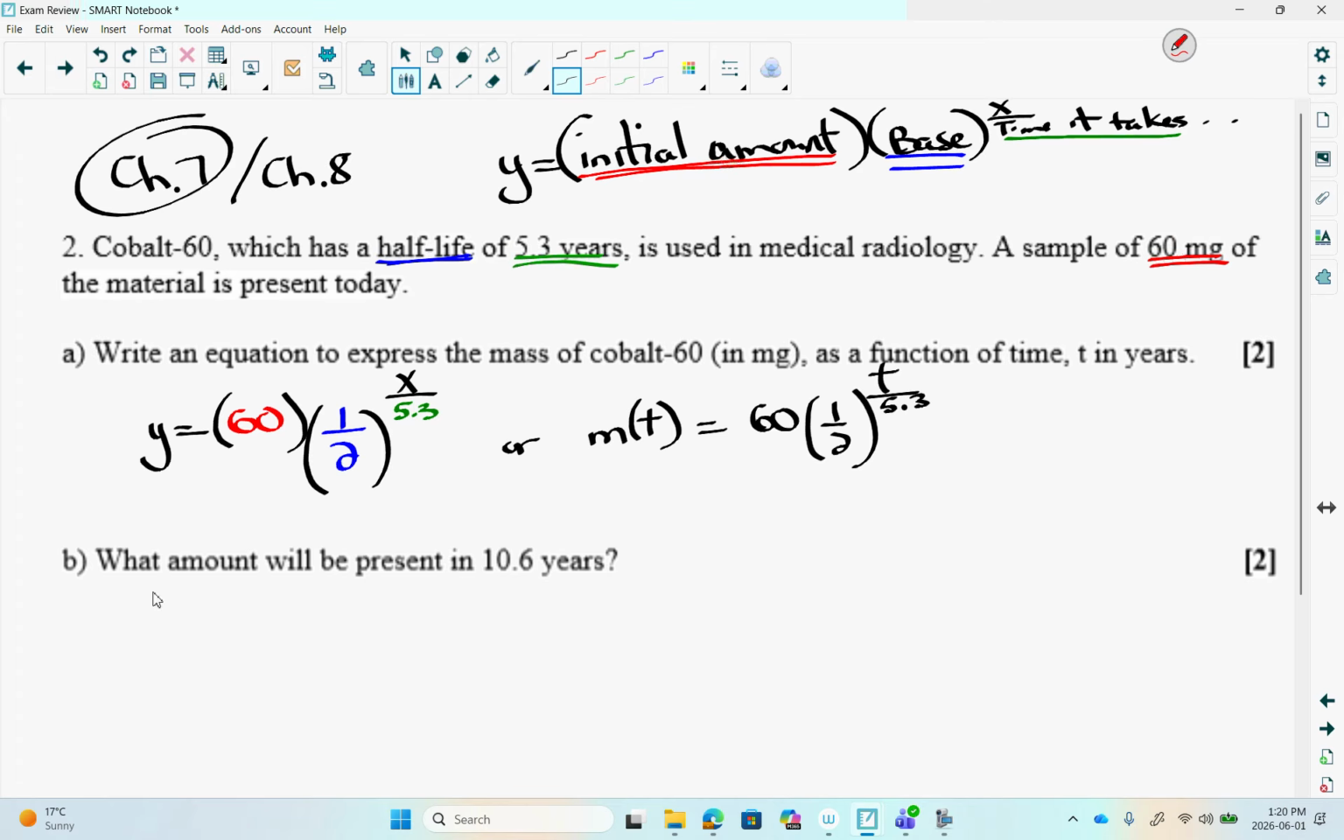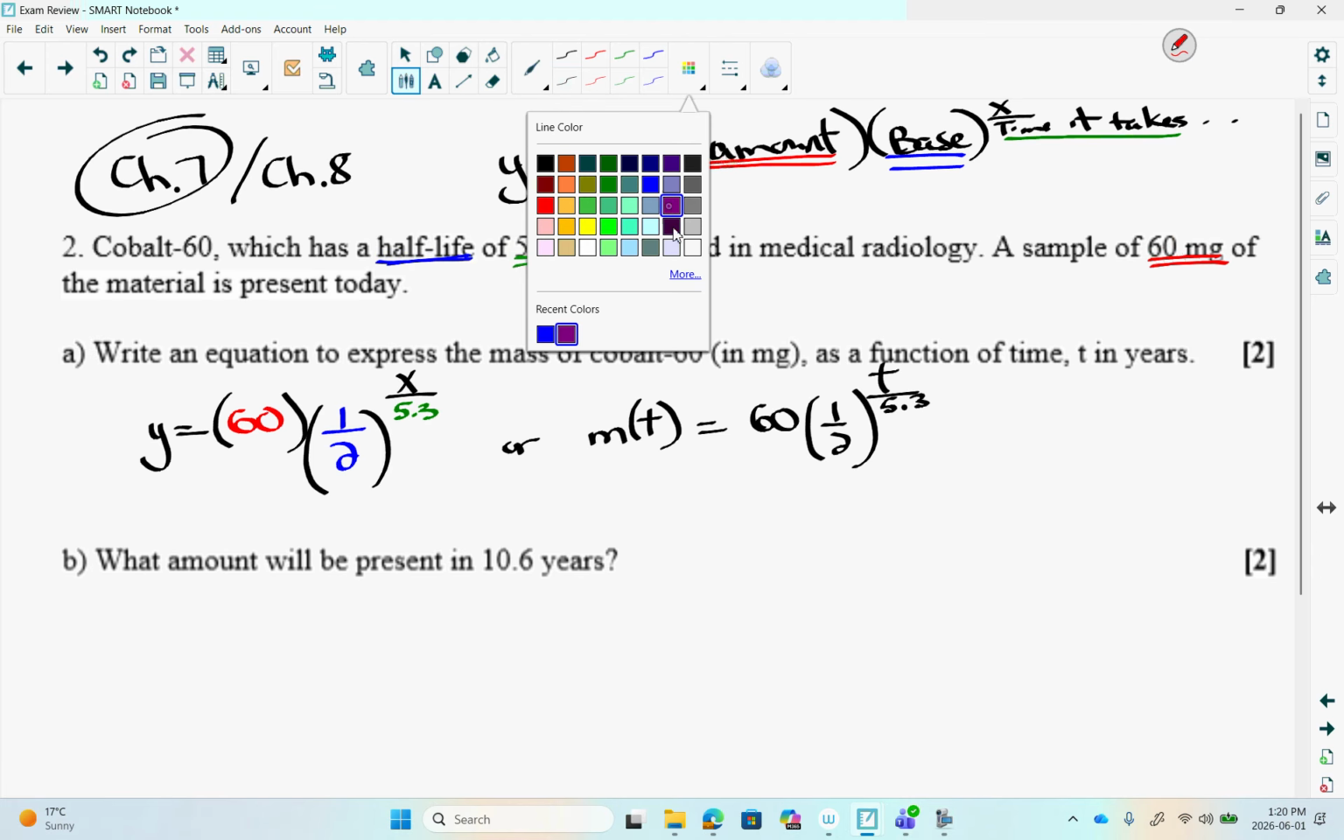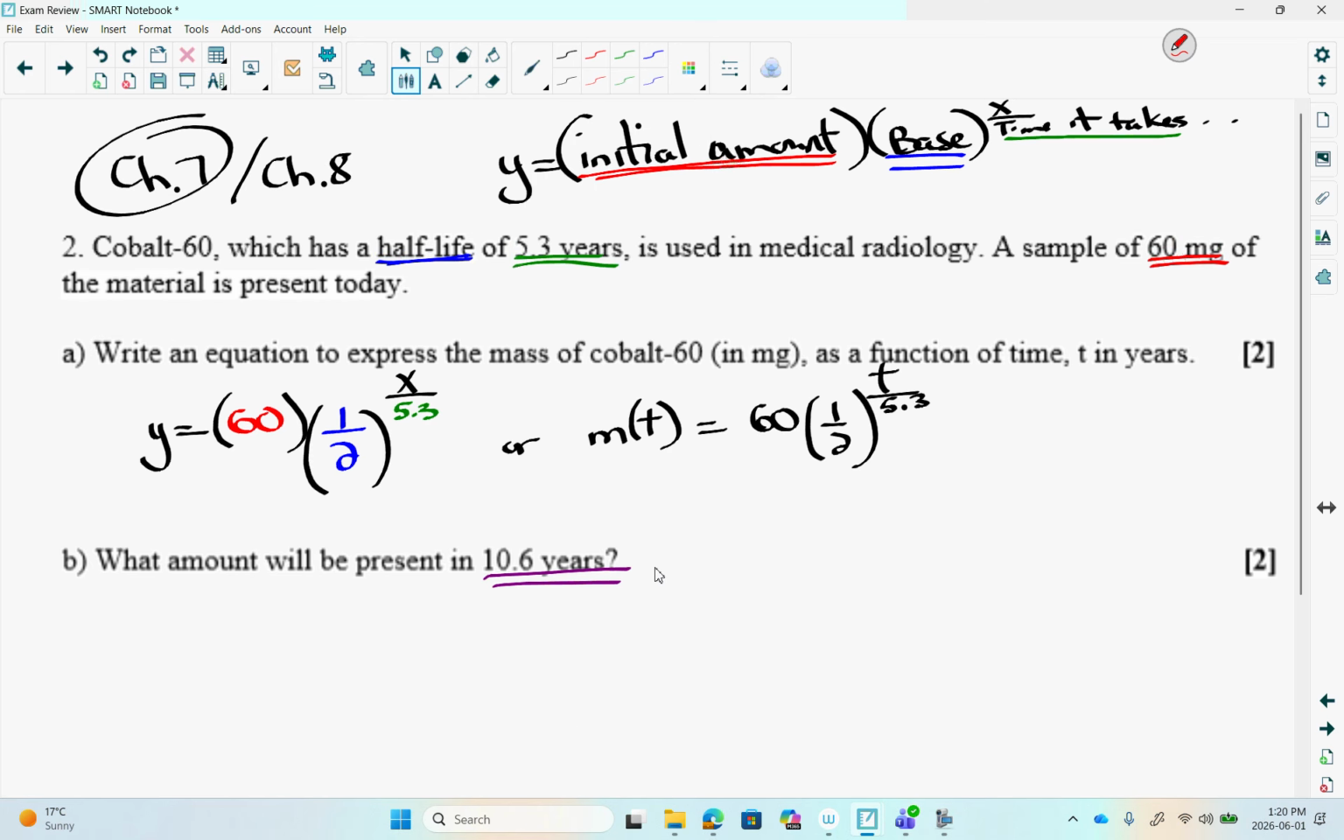What is this asking me to do? Solve for y or solve for x? Well, what do they give me? 10.6. Is that the mass? Is that the y value? Or is that the number of years? The time. It's the x value. So x equals 10.6. Here we go.